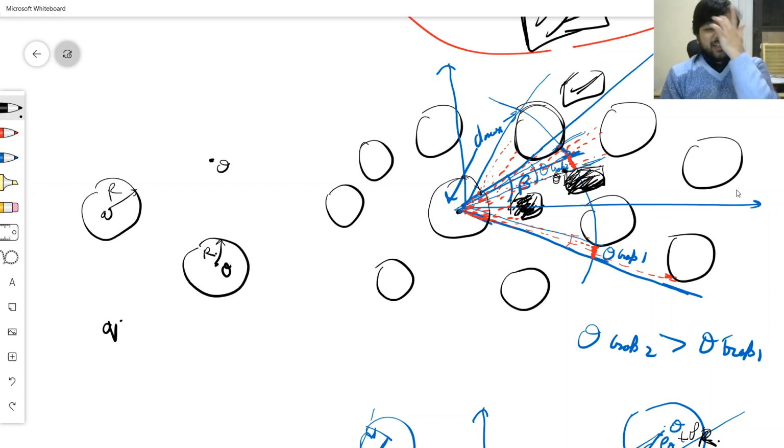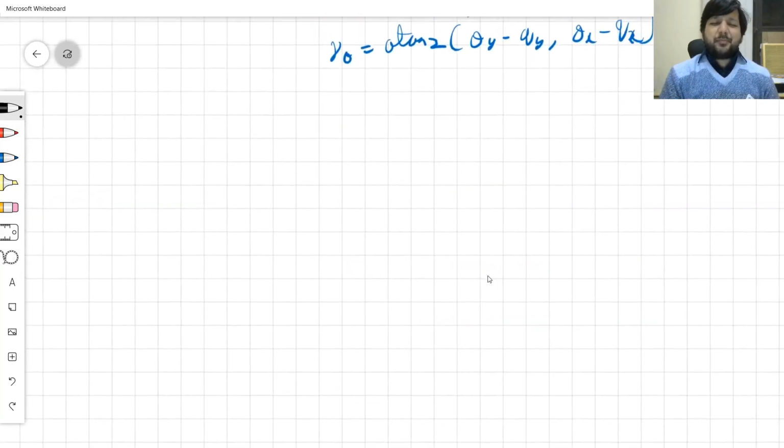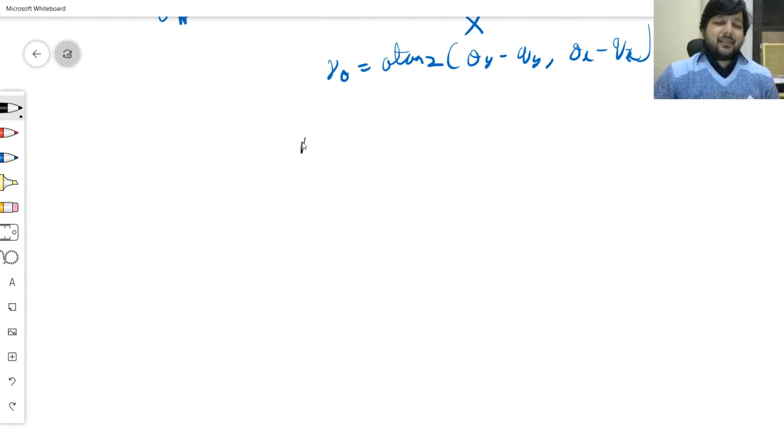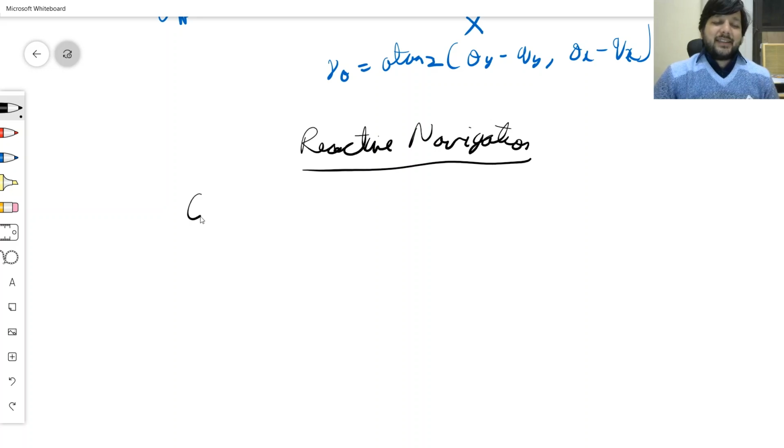So what I'll do now is I'll just summarize, not the geometric techniques, but what is reactive decision making, what is reactive navigation, how do we make decisions reactively. So my mantra behind every approach is that I need to do some quick calculations, mostly arithmetic.